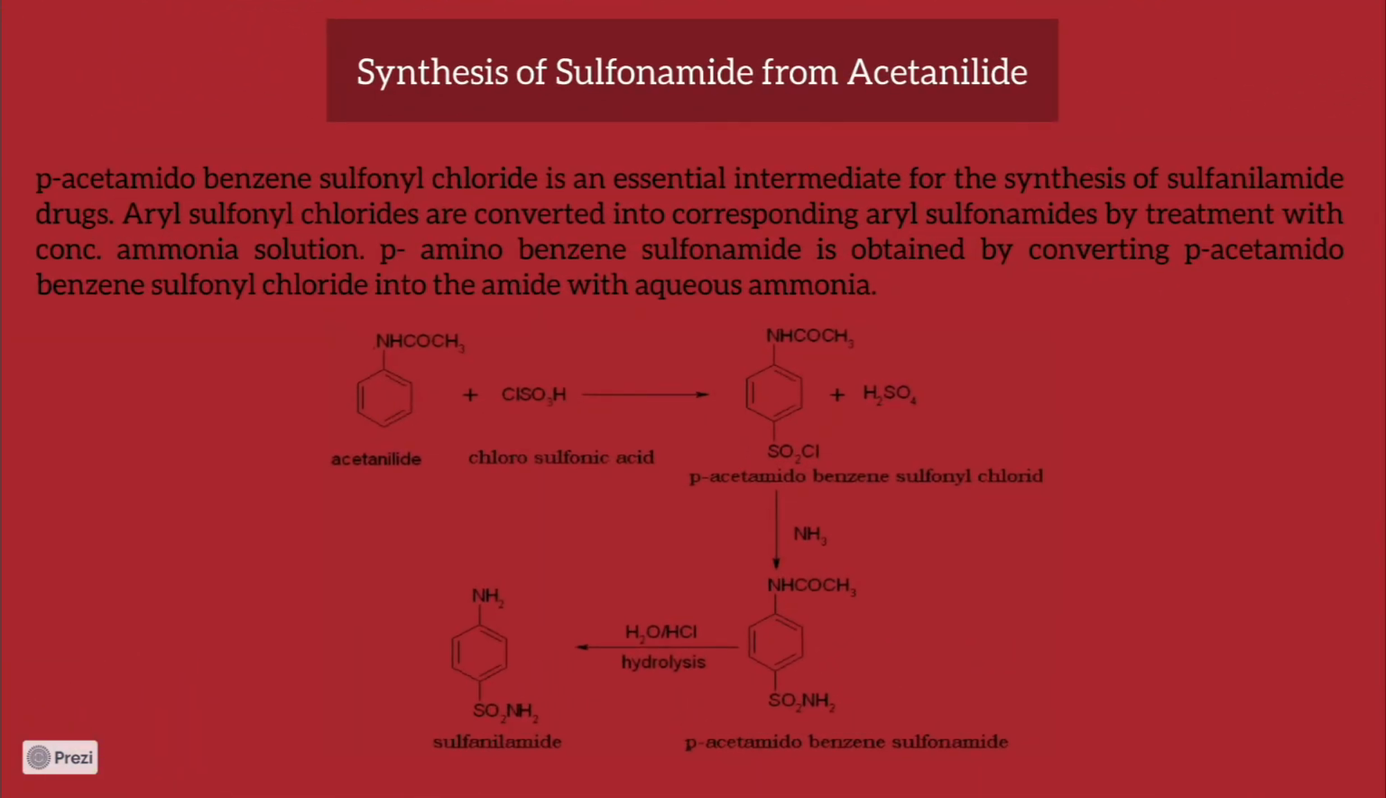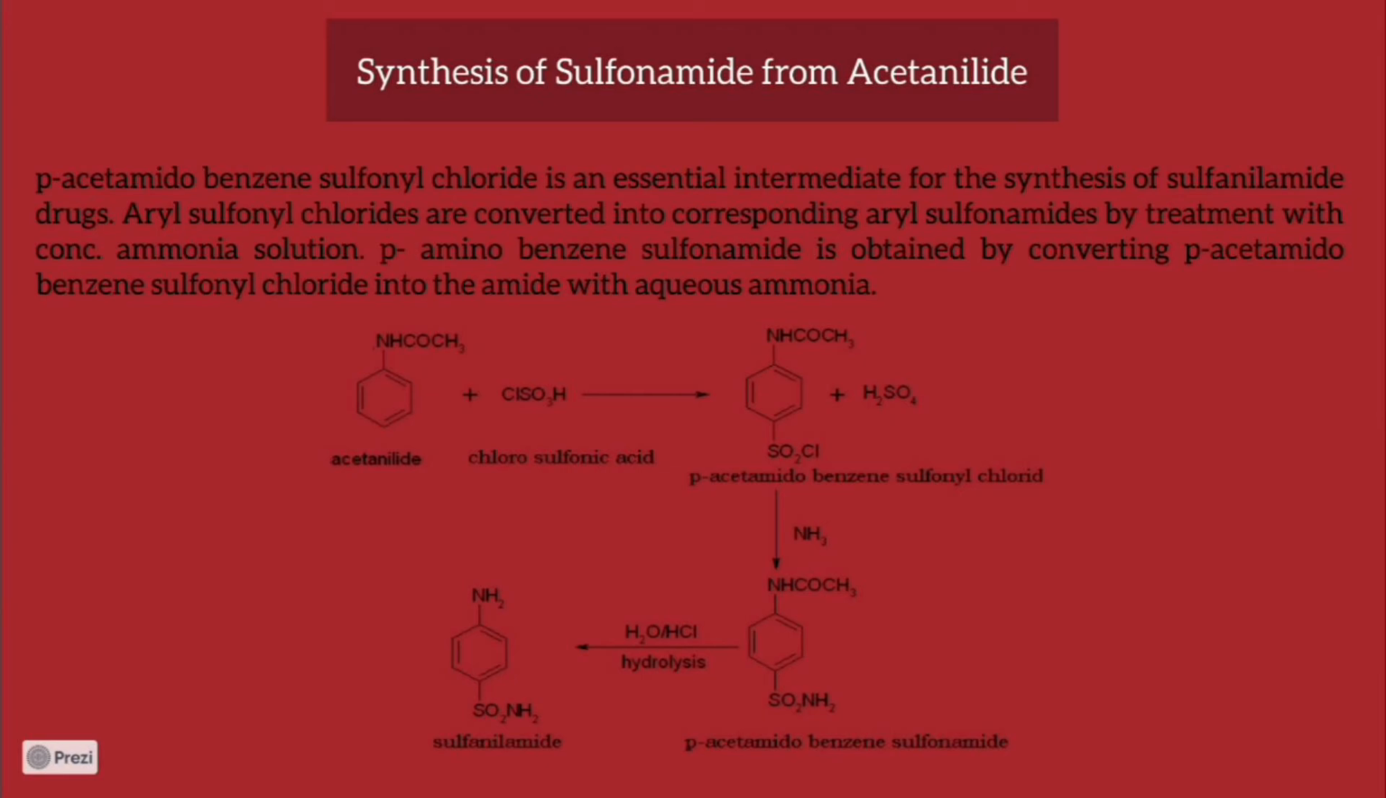A chlorosulfonation of acetanilide with excess chlorosulfonic acid affords para-acetamidobenzene sulfonyl chloride, which is an essential intermediate for the synthesis of sulfonamide drugs. Aryl sulfonyl chlorides are converted into corresponding aryl sulfonamides by treatment with concentrated ammonia solution.